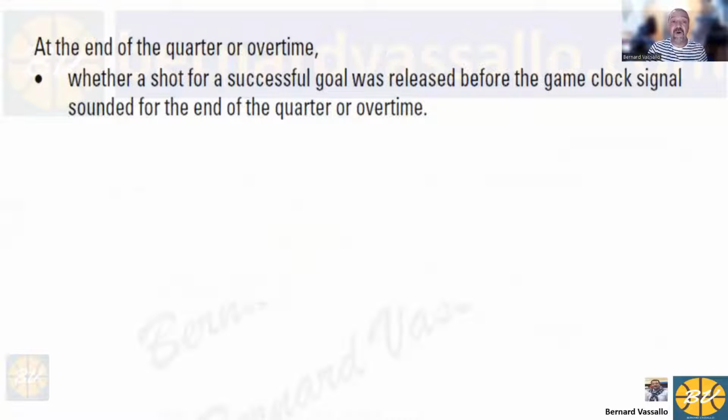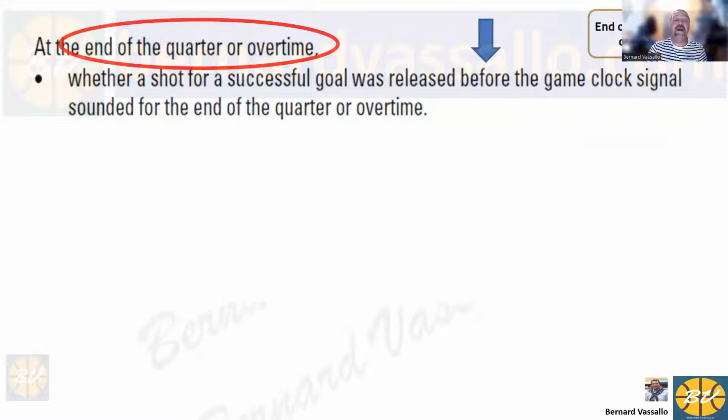Lastly, at the end of any quarter or the game or any overtime, the referees could use the IRS to check whether a shot for a basket was released before the game clock signal has sounded. Therefore, we are at the end of the quarter or the end of the fourth quarter, which is the game, or any overtime. We've got a shooter releasing the ball very close to the buzzer. There is a basket, and the referees, before deciding whether the basket counts or not, could use the IRS to check whether the ball was released from the hands before the actual clock sounded.